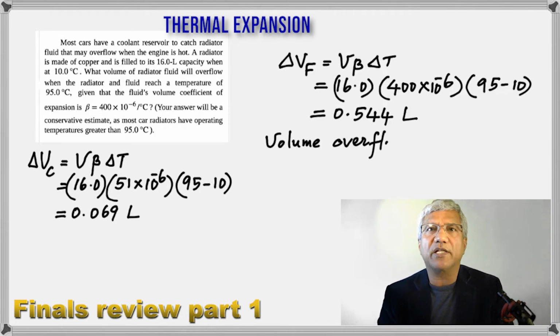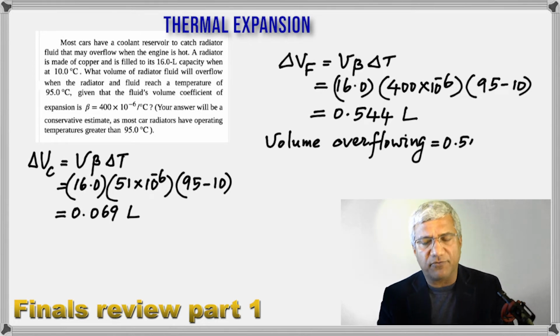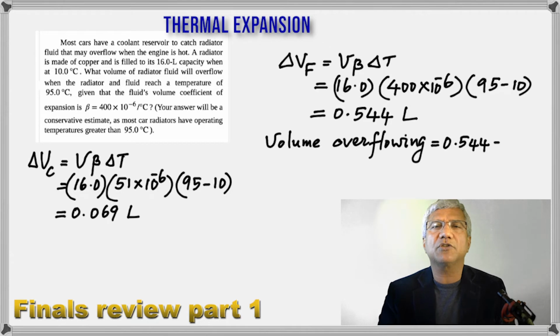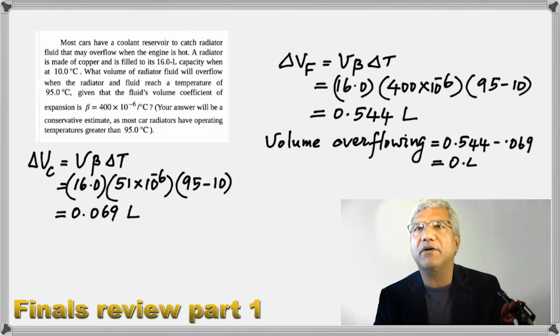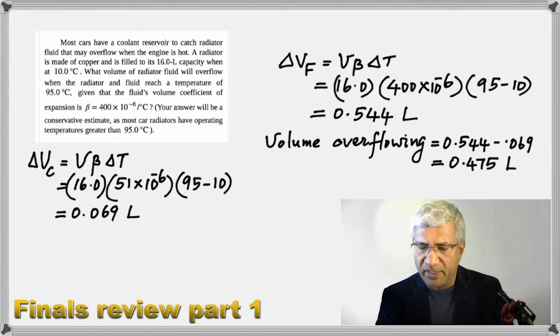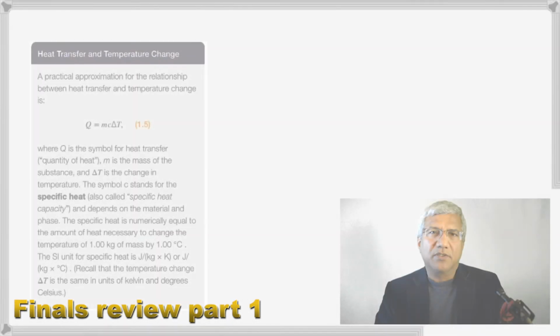So to find how much overflows, just subtract 0.544 minus 0.069, and that will be our answer. So 0.475 liters of the fluid overflows.